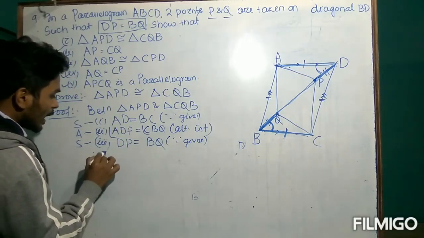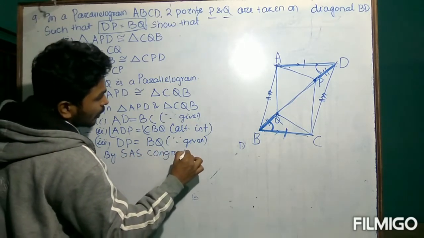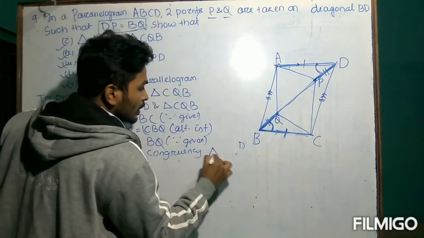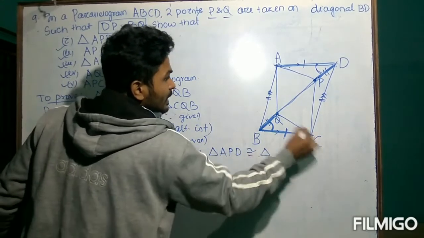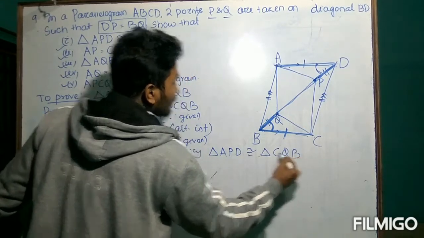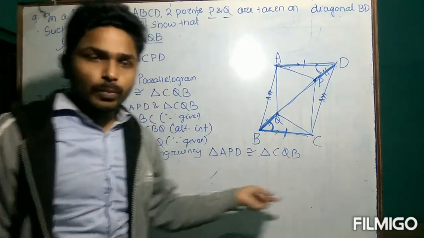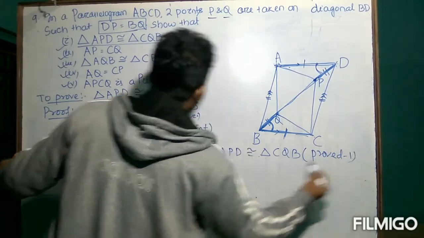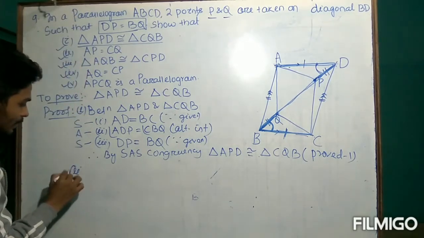So by SAS congruency, what can we write? By SAS congruency, the triangle APD is congruent to the triangle CQB, and we had to prove it. So this is our proof for statement number 1. You can write it as statement number 1. Okay. So let's prove the second statement.